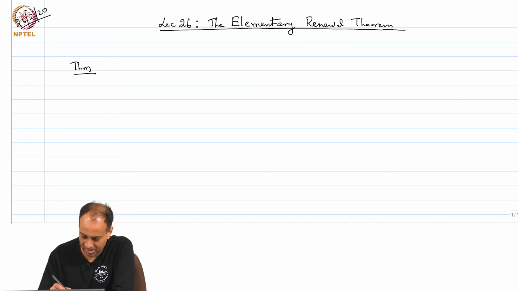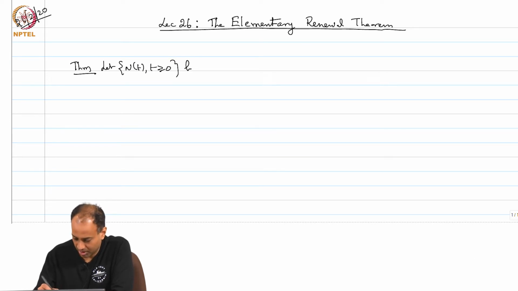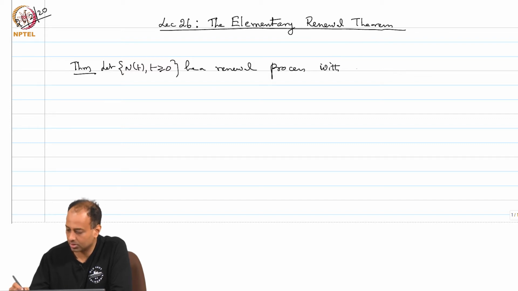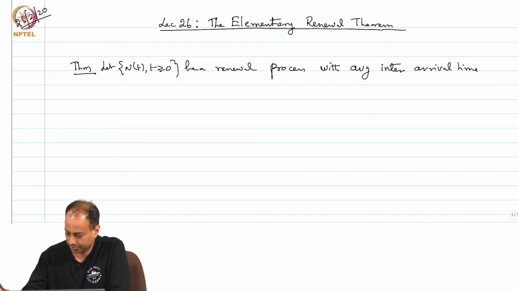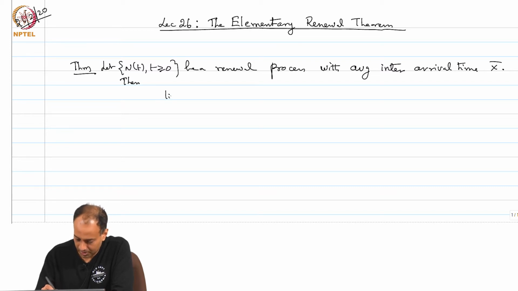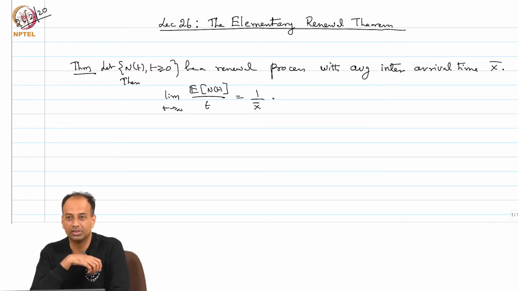The elementary renewal theorem says that if N(t) is a renewal process with average inter-arrival time x bar, where this x bar could be finite or infinite, then the limit as t tends to infinity of the expected N(t) over t is 1 over x bar. This is the result that we want to prove.